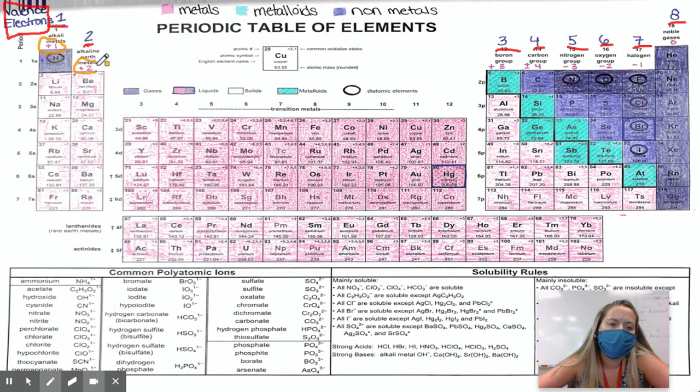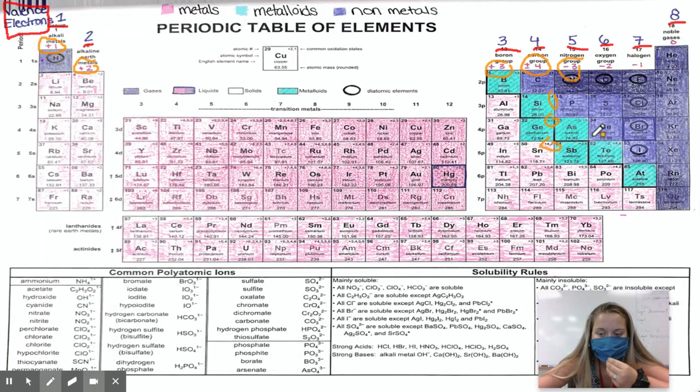You're going to write +2 above group 2. When these elements become ions, they always have a +2 charge. Again, skip our transition metals, they're tough. A +3 above group 13. A plus or -4 above group 14. Okay, don't worry about that, just plus or -4. Again, it tells you here in this portion of our periodic table what it's going to be. Okay, group 15 is a -3.